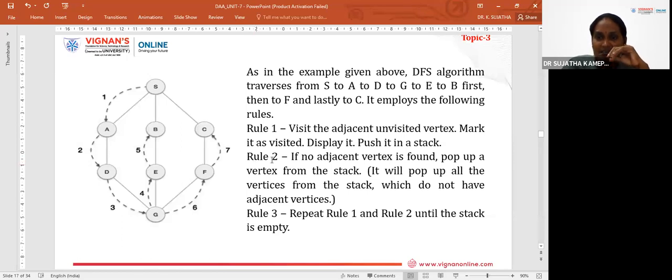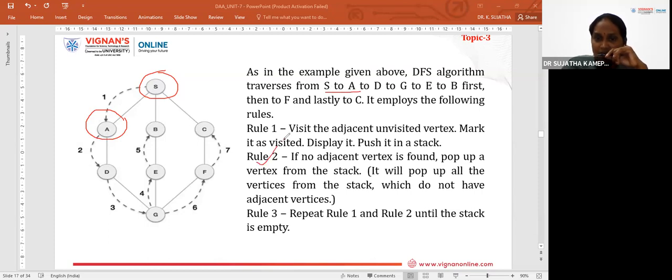Here we are going to explain three rules. Rule 1 is to visit the adjacent unvisited vertex, mark it as visited, display it, and push it into the stack. If you are at this node, you need to select an adjacent unvisited vertex. For this node, there are three adjacencies: A, B, C. You can take any of them, but alphabetically, since A is first, we consider A. That's why we move from S to A.